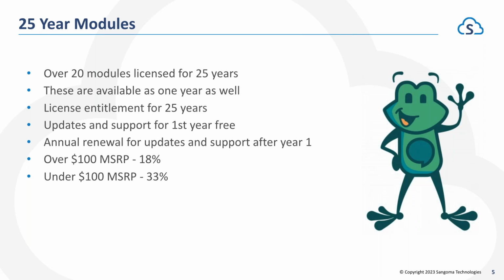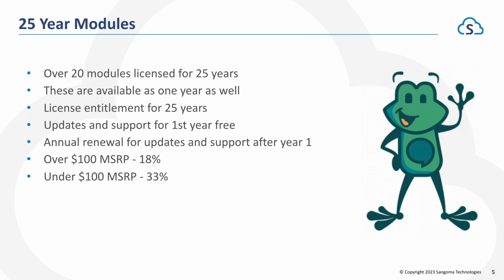Starting with 25-year commercial modules, we have over 20 commercial modules available that you can purchase and get a 25-year license for. All of our 25-year modules are also available to purchase as a 1-year, but it does not work the other way around. What you get is the license entitlement for 25 years. There's a misconception that a 25-year license means you buy one single purchase and you get access to everything under the sun for 25 years. But what we're giving you is the license.